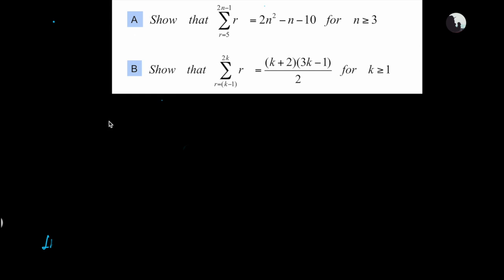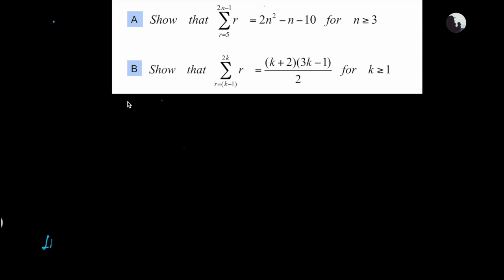the one we just learned previously. So for part A, you need to show that the summation for this particular general term of r, from r equals 5, and you have to stop at 2n minus 1 terms. Whatever you get on the left hand side must be equal to the right hand side, which is 2n squared minus n minus 10, for this condition where n is greater than or equal to 3. Because of what? If you replace the 3 in this upper part here, you're supposed to get a value greater than 5. So you cannot have a summation from r equals 5 up to a number lower than 5.